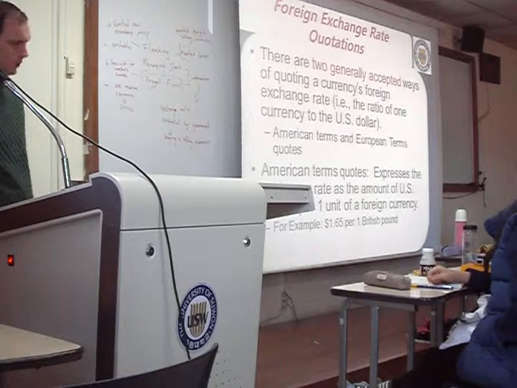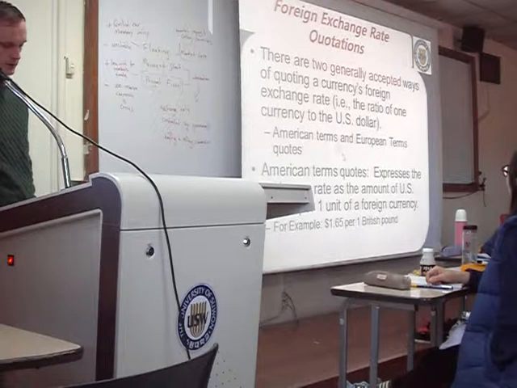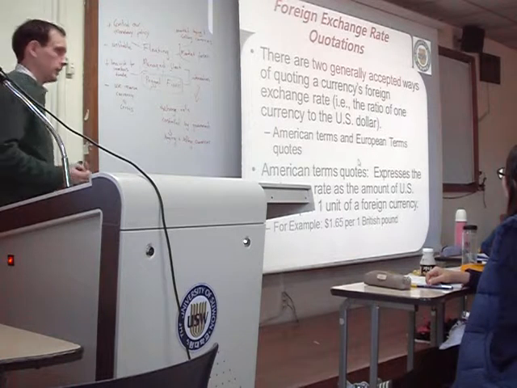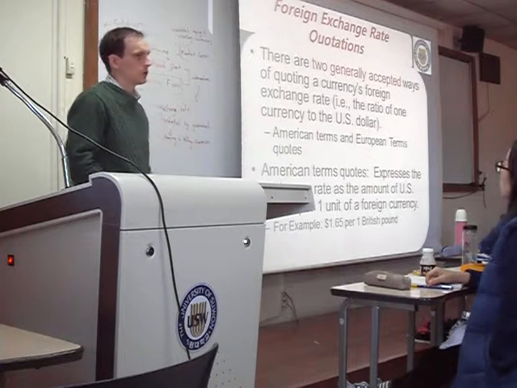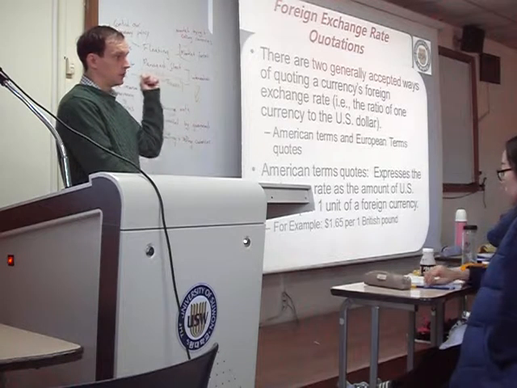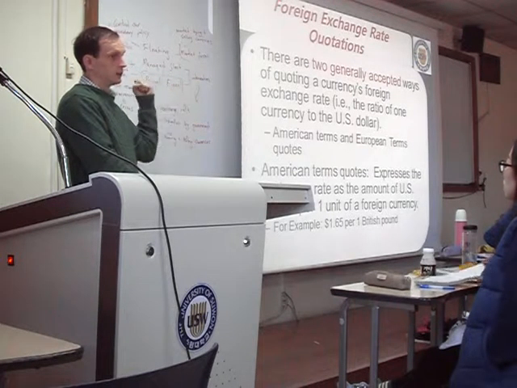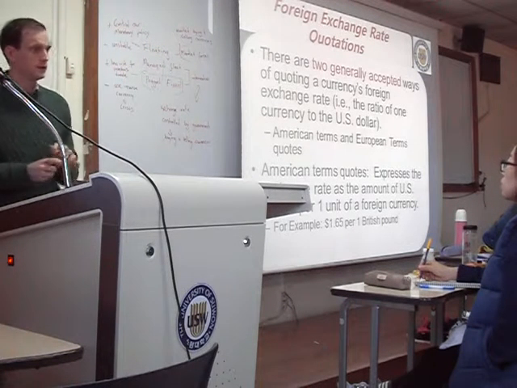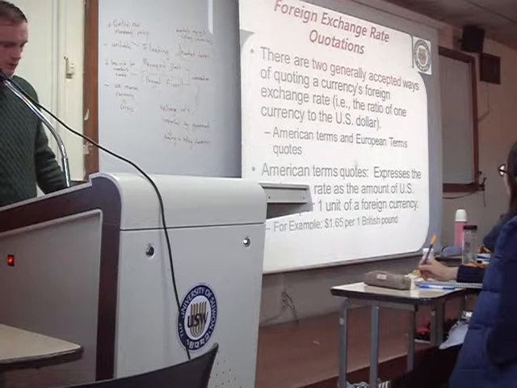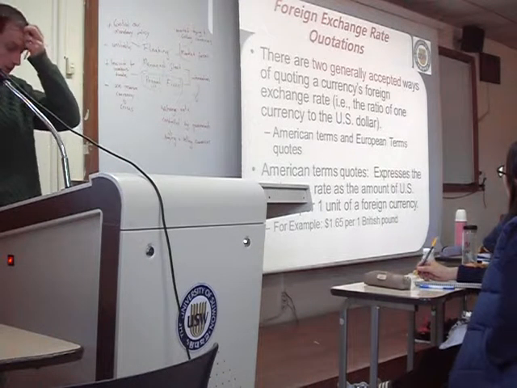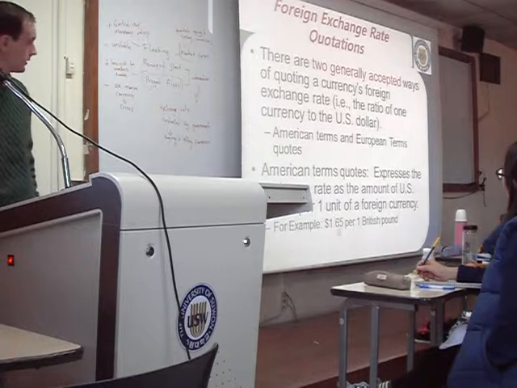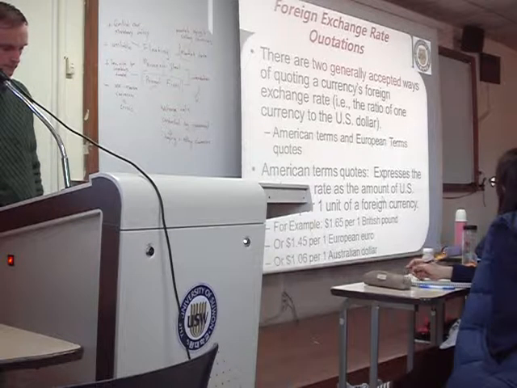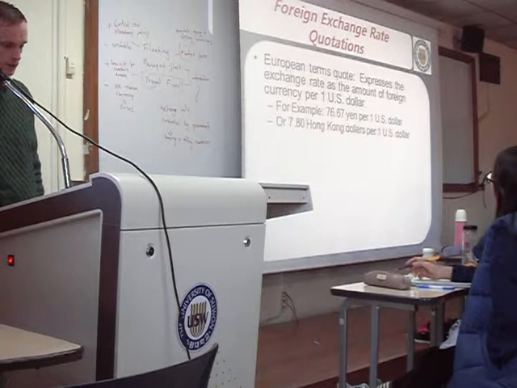Okay, so we normally quote our currency against the US dollar. There are two ways, American terms and European terms quotes. And this is a little bit confusing because it's the opposite of what you would think. You would think American terms means the US dollar is on the left. But actually, in American terms, the US dollar is on the right. European terms is the other way around. So in American terms, the US dollar is on the right. We get $1.65 for one British pound. Okay? So European terms, the other way around.